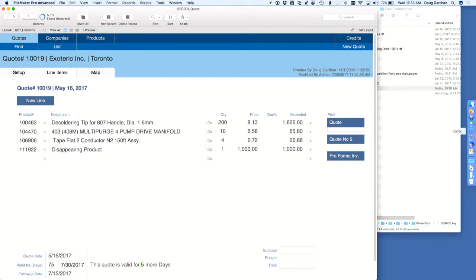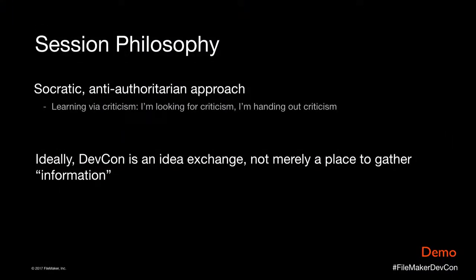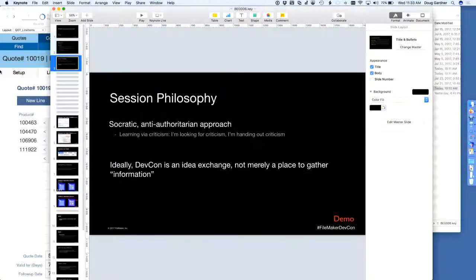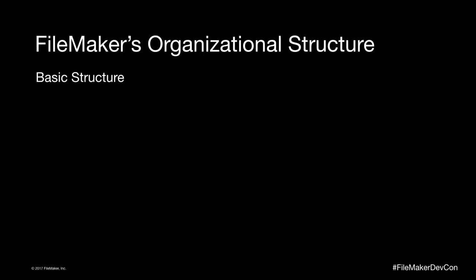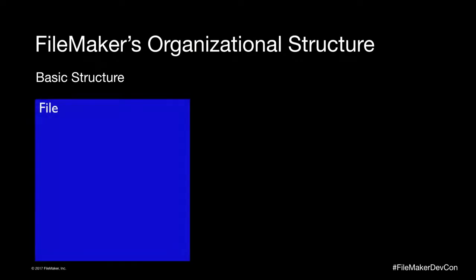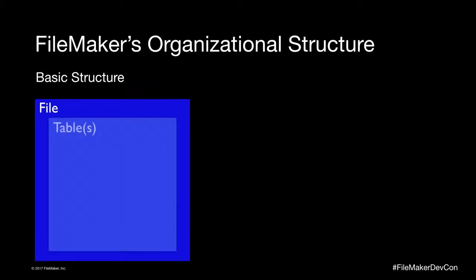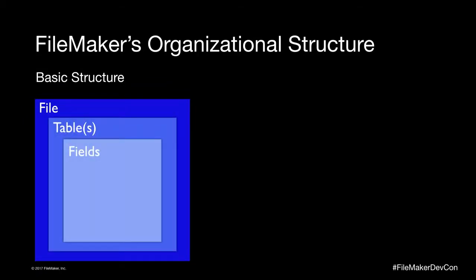For this, I'm going to tell you a couple of things about FileMaker's relational structure. Or rather, its organizational structure. Here's how FileMaker files are put together. You might have seen this slide yesterday, but I need to refresh you in order to really answer this question. So we start off with a file. On top of the file, we have tables. Within the tables, we have fields. That's one way of looking at it.